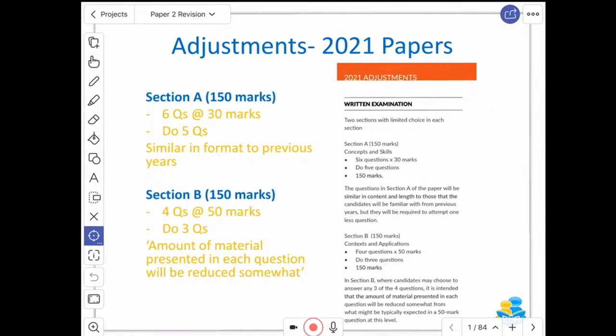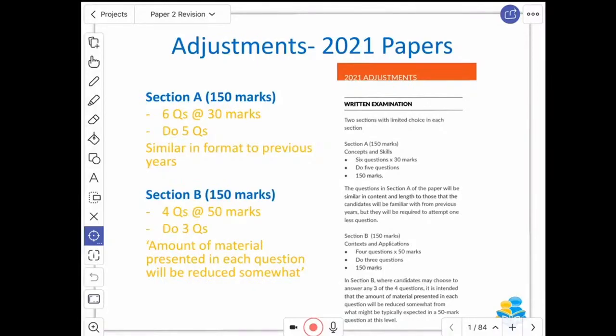So just to start off with, we're going to start in the same place I started Monday's class. This is just a quick refresher to advise everyone about our 2021 papers. Just a reminder that in section A of paper 1 and paper 2, you are going to have to do 5 out of 6 questions this year if you're sitting your Leaving Cert in 2021, and each of these questions will be worth 30 marks, again similar in format to previous years. And then for section B, which is the application section, you're going to have to do 3 out of 4, and these will be worth 50 marks each.